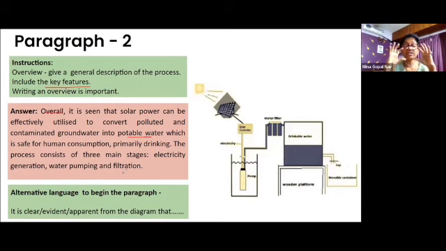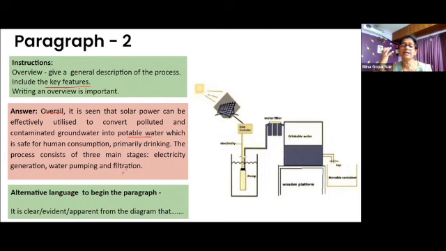So I have just given a general overview of the entire process. I'm saying how it is possible to use solar energy effectively to convert the contaminated or the impure groundwater into potable water. Another synonym that I have used. And I have mentioned the important processes. So I might say that the process consists of three main stages, which are, and I have named those stages. Okay, a very simple overview, but this is what you are expected to actually write.